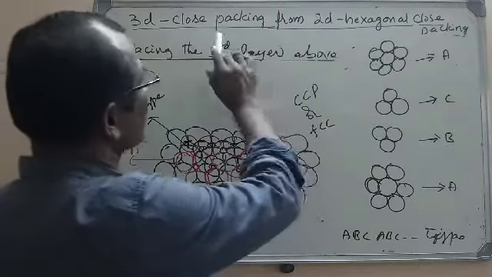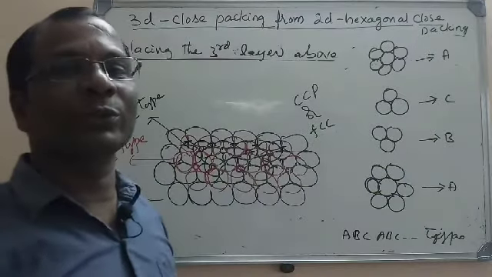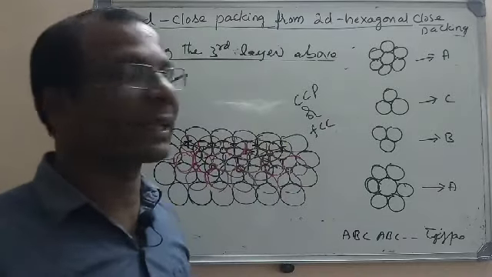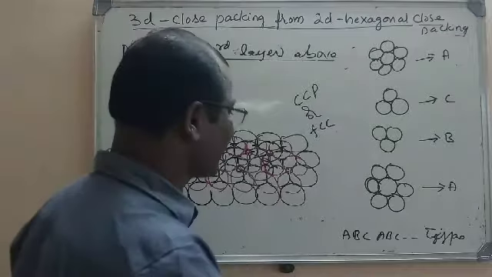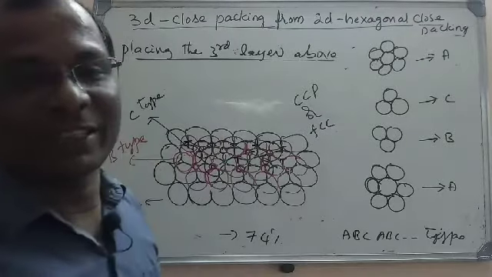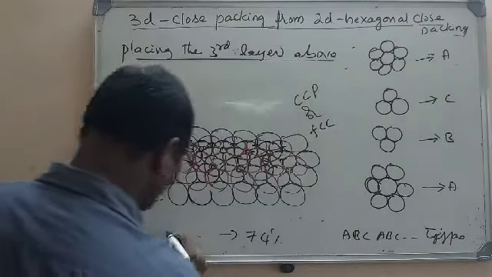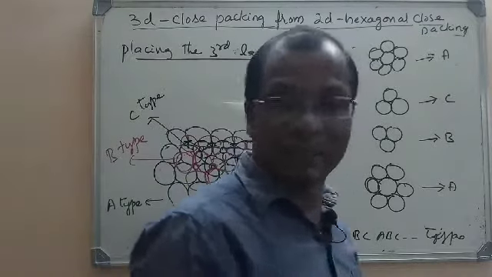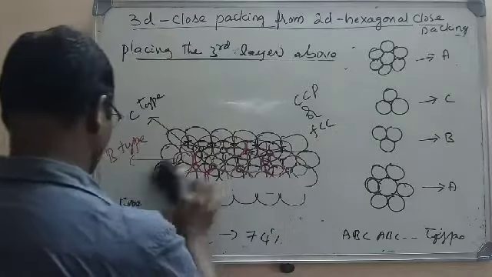The three-dimensional close packing from two-dimensional hexagonal close packing will give two 3D close packings, either hexagonal close packing or CCP. Either it is hexagonal close packing or CCP, the packing efficiency is 74% only. And one more thing, coordination number is also 12. Here also the coordination number is equal to 12. How is it 12? Let me tell you how it is 12, and I will also show the geometrical structure.